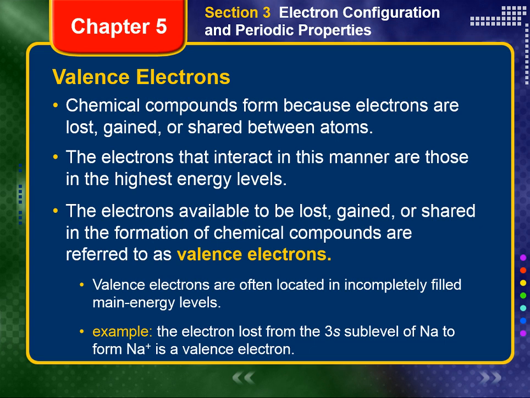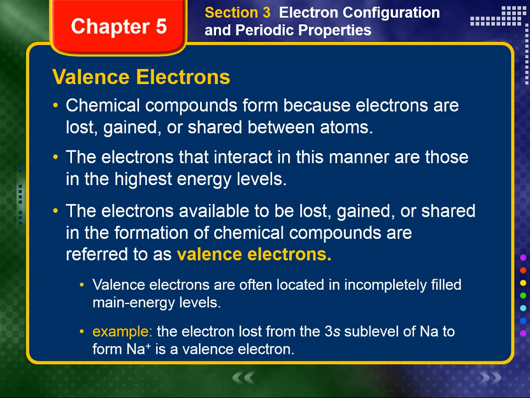The electrons available to be lost, gained, or shared in the formation of chemical compounds are referred to as valence electrons. Valence electrons are often located in incompletely filled main energy levels. For example, the electron lost from the 3s sublevel of sodium to form an Na+1 ion is a valence electron.